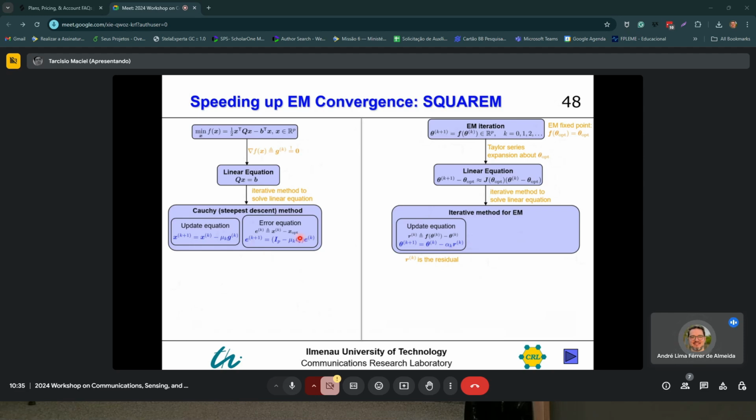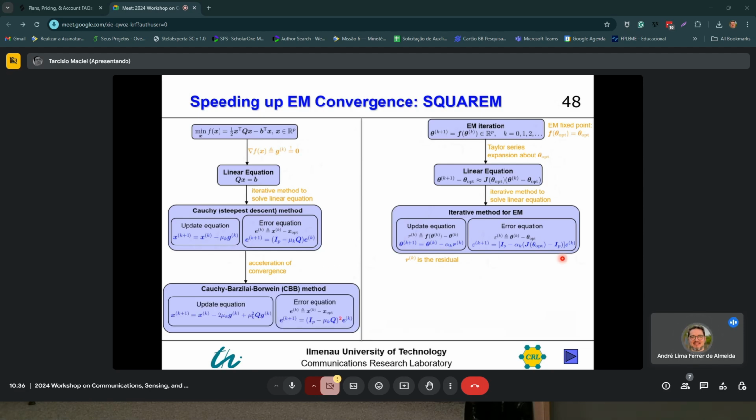We can also define an error equation between the current point and the optimal point. This is how far we are from the optimal point. So we can rewrite this update equation and we have an error equation here. We can do the same thing on the EM side as well: reformulate this update equation into an error equation. Then what is done for the steepest descent in order to accelerate convergence is to apply the so-called CBB method. It's an existing approach.